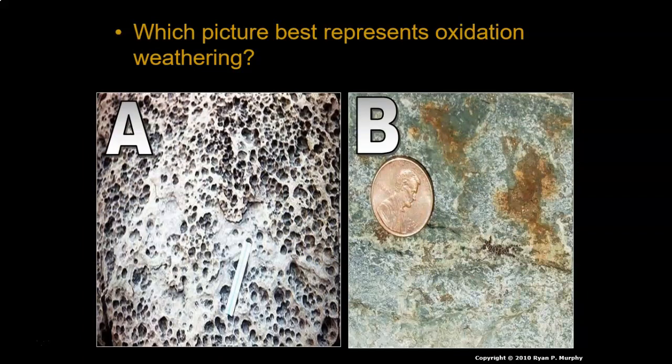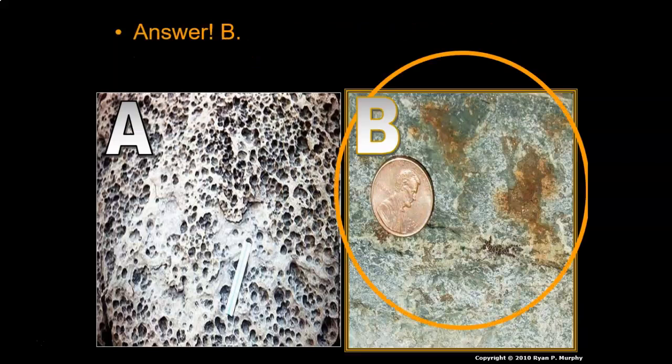Which picture best represents oxidation weathering? Which one do you suppose? Yes, that's right. It's letter B. Why the penny is there exactly? I'm not really sure, other than the fact that I guess the rust on the rock looks a little bit like the color of the penny, or maybe they were trying to show size. I'm not sure. It's a nice penny.